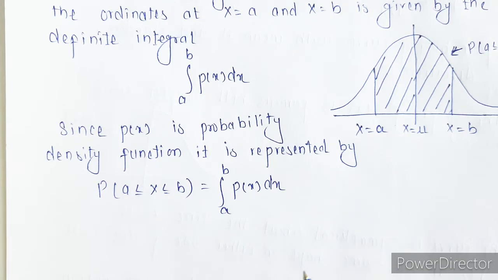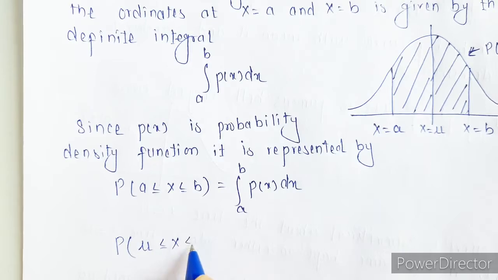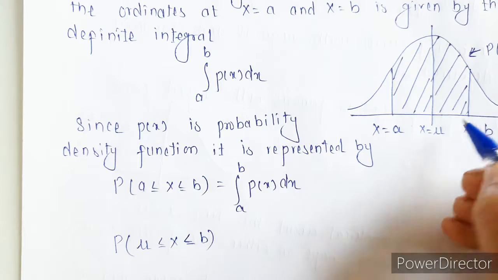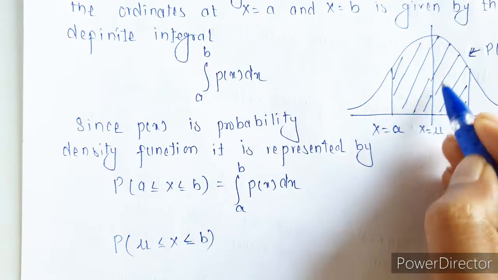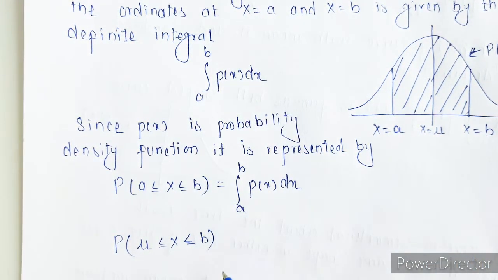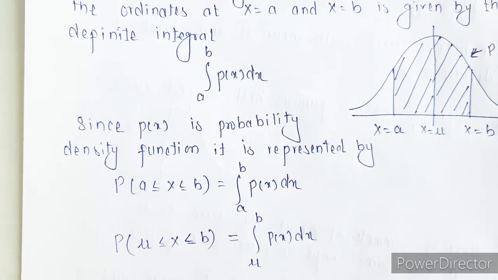Now suppose I need to find the area, or the probability, from mu to some point B. Suppose we are finding the probability or the area from this point to this point, this region, only the right-hand side. Then how do you find this? We can write this as the integral over mu to B.